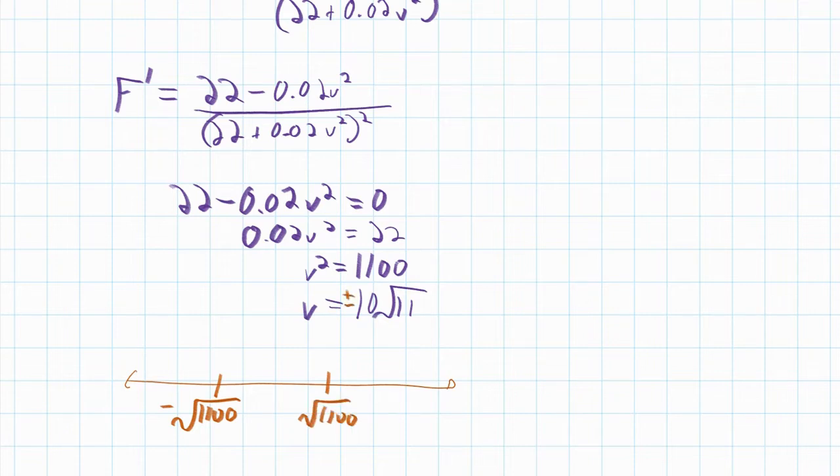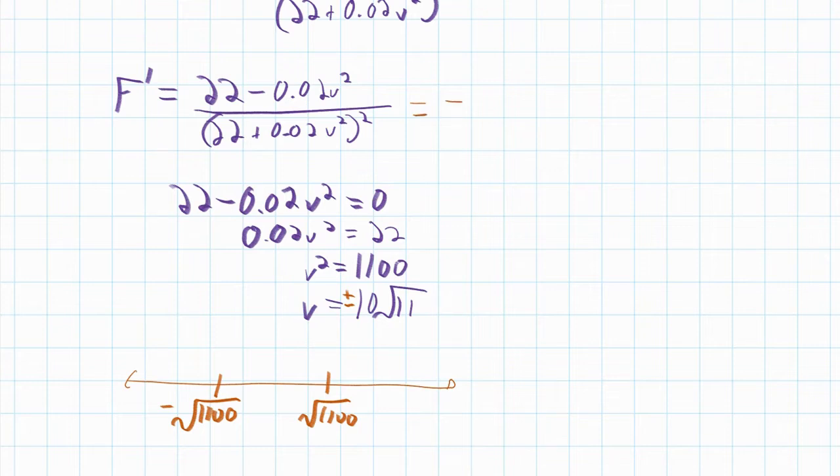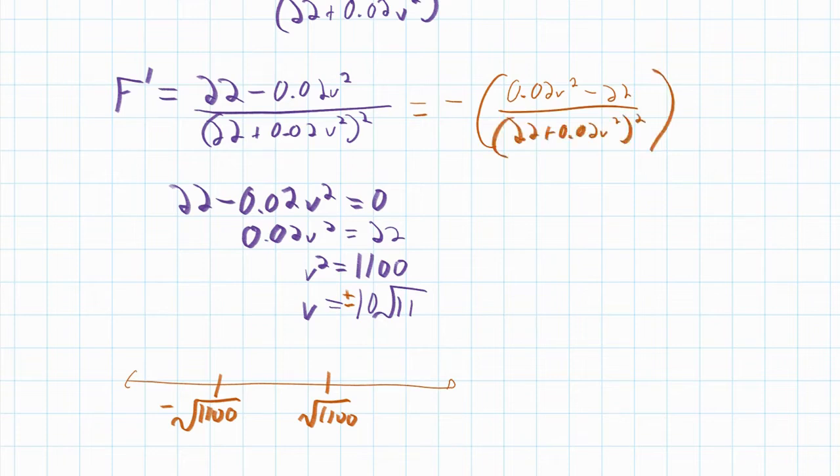And then way up here, if I plug in a number that's super positive, it might be helpful to realize that this is actually negative of 0.02 V squared minus 22, over 22 plus 0.02 V squared, squared.